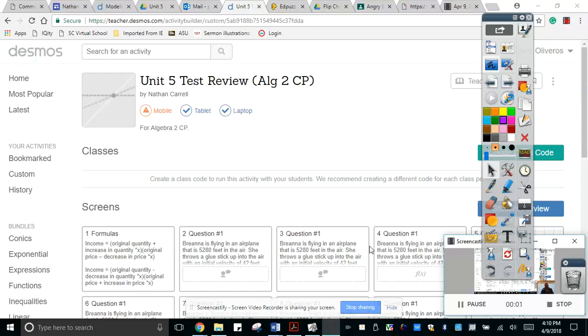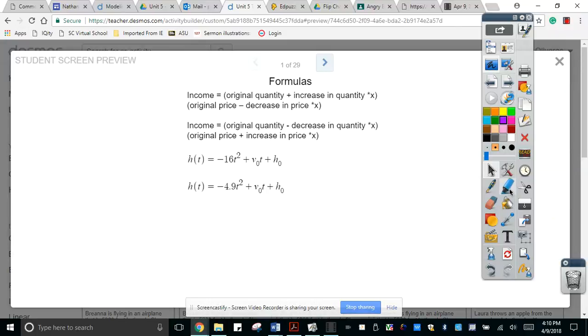Hi there. Today we're going to go over the Unit 5 test review, and we have a test this week, so I need to go over some of the questions based on your test review. Again, we're going to use Desmos here, so pay attention with me. The code will be given to you in the future.